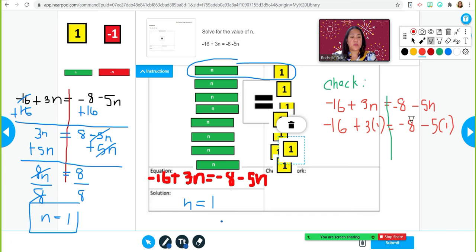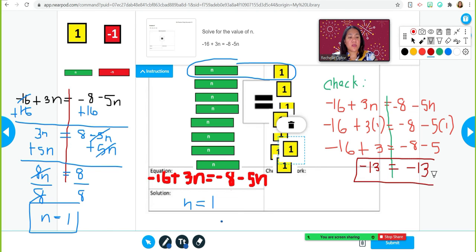So I just need to evaluate that. Negative 16 plus 3 times 1 is 3, and it's equivalent to negative 8 minus 5 times 1, which is negative 5. Then look up here: negative 16 plus 3 is negative 13, and negative 8 minus 5 is negative 13. Since the values on both sides are equal, the value of the variable is correct.